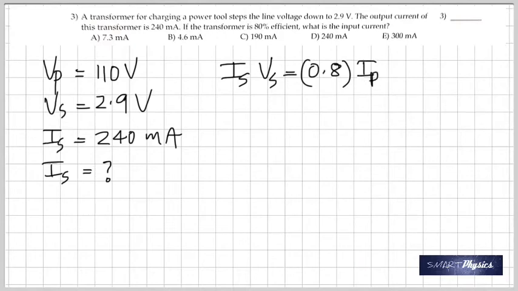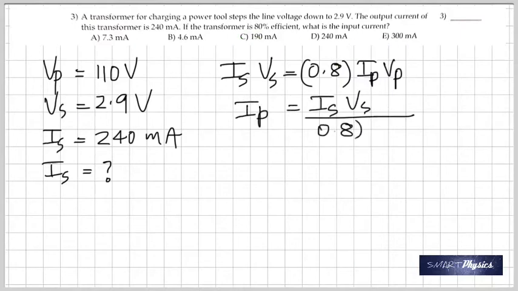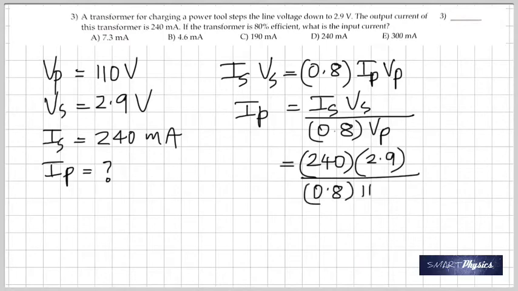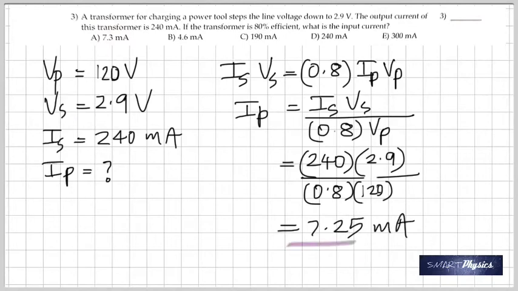Now power is given by the product of current and voltage. So since the secondary power is only 80%, which is 0.8, 80 by 100 of the primary power, that's why we get this equation. Secondary power is 0.8 times the primary power. Rearrange that and change the VP to 120 to get the answer as 7.25 milliampere.